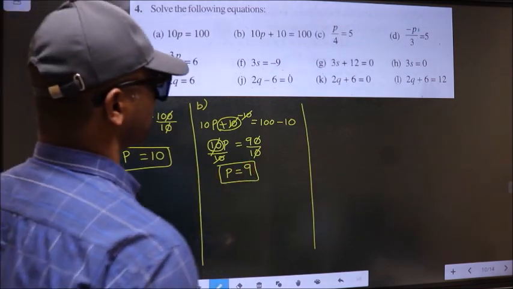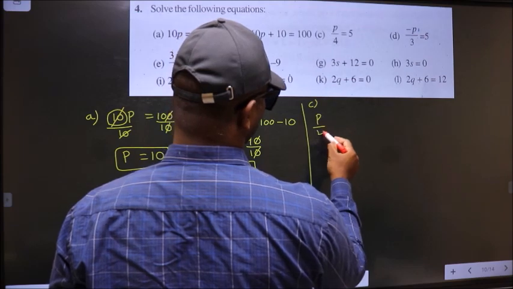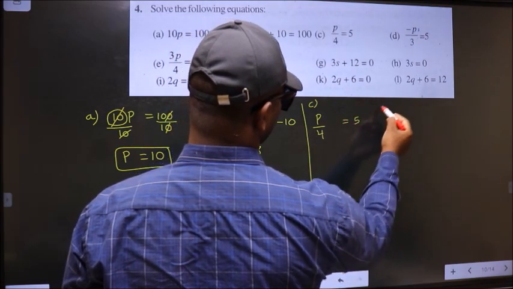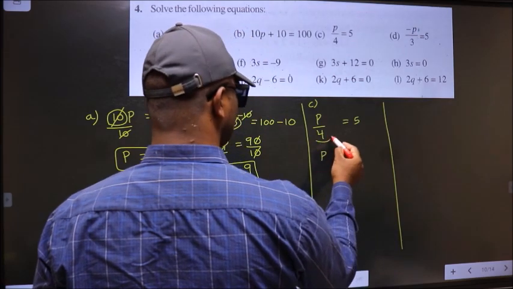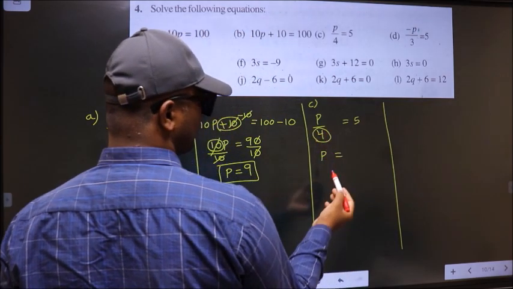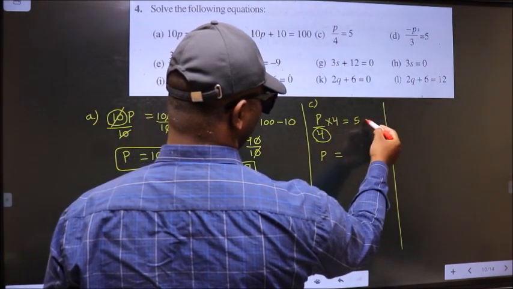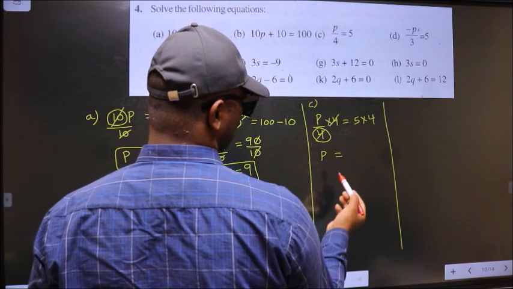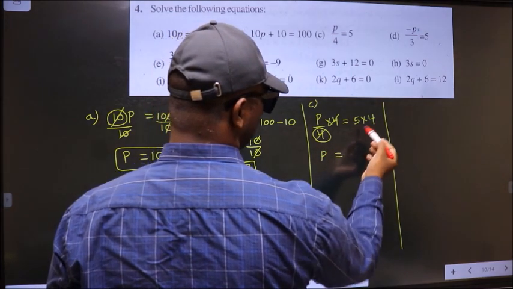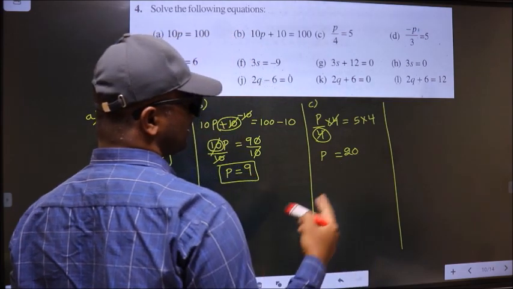Next, C. p by 4 equal to 5. Now to get p value, we should remove 4 from the denominator. So to remove 4, you should multiply by 4 on both sides. So this cancels out, you get p here, and here 5 into 4, 20 is our answer.